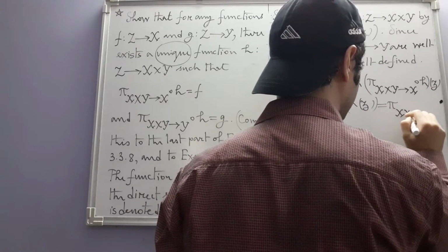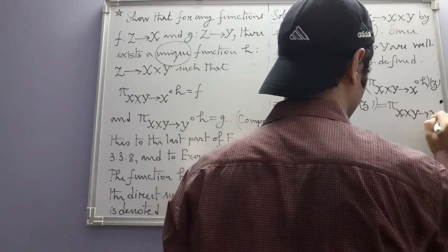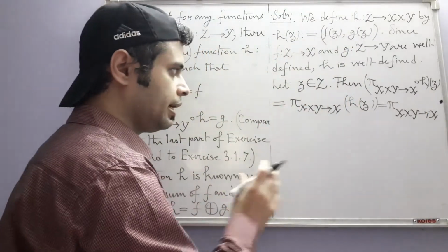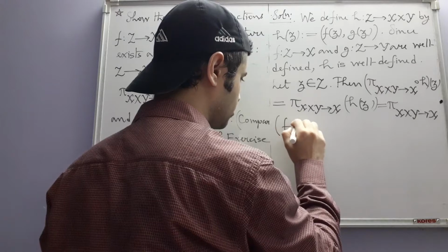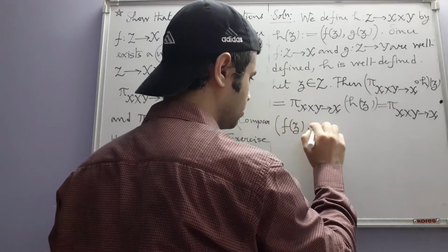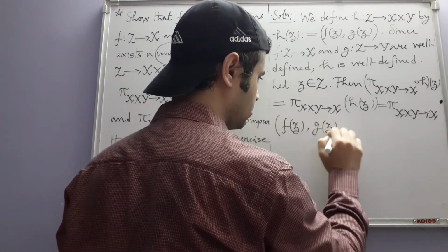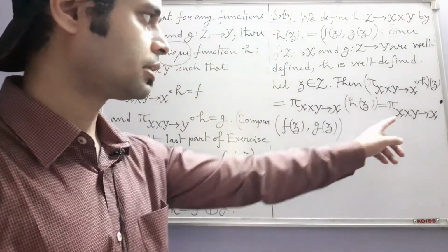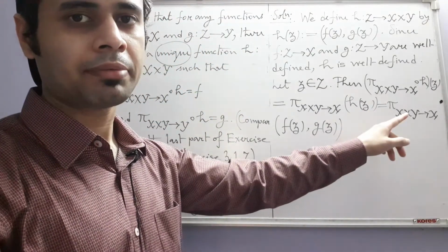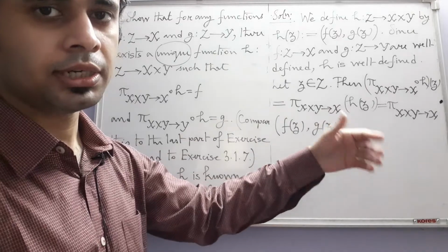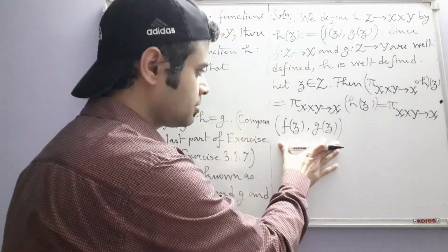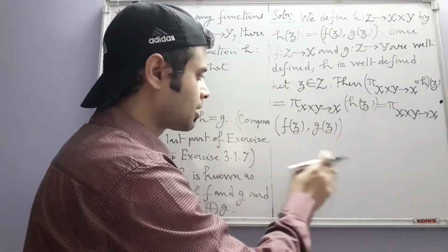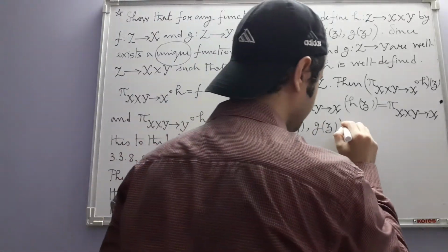pi from X cross Y to X of h of z. What is h of z? h of z is this. Now what does this projection map do? It maps every ordered pair into its first component, because it maps into X. So this ordered pair will be mapped into its first component, which is f of z.